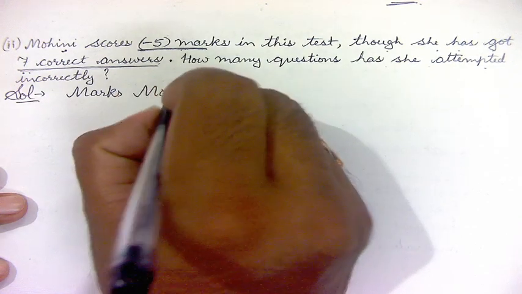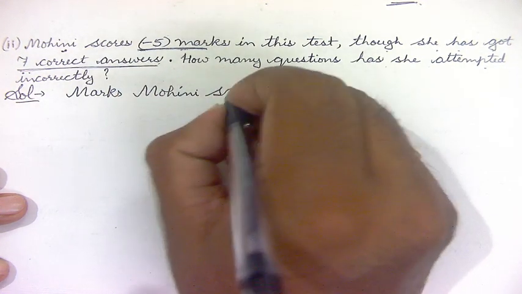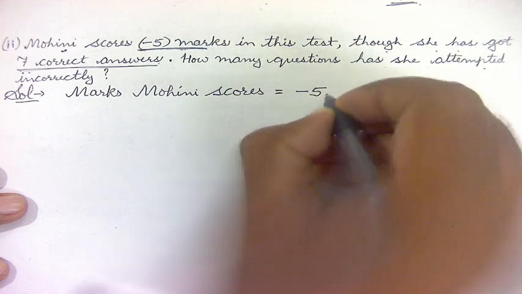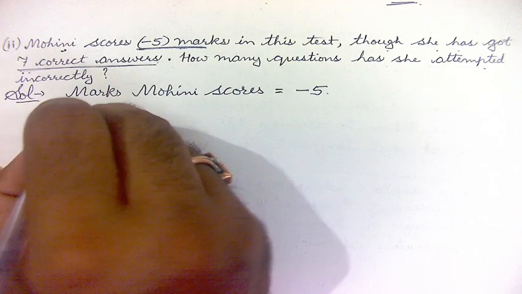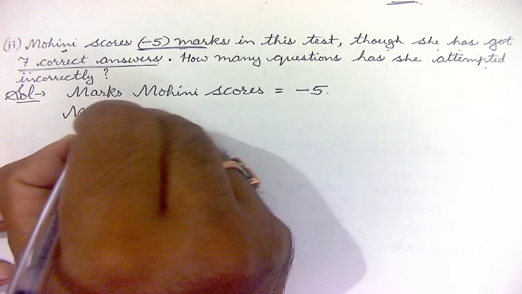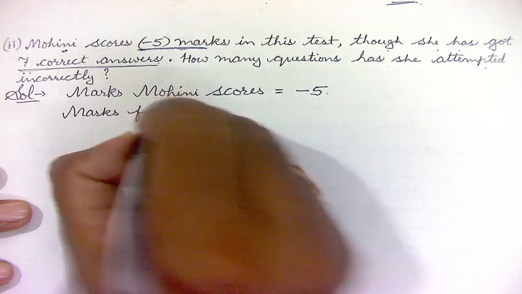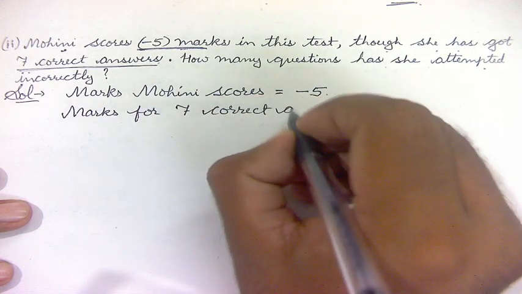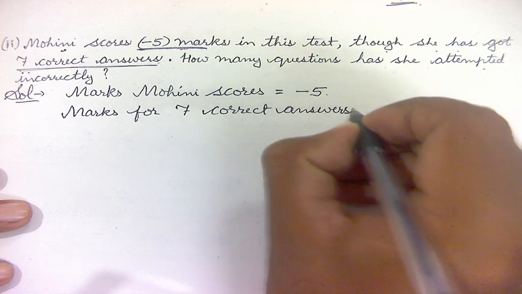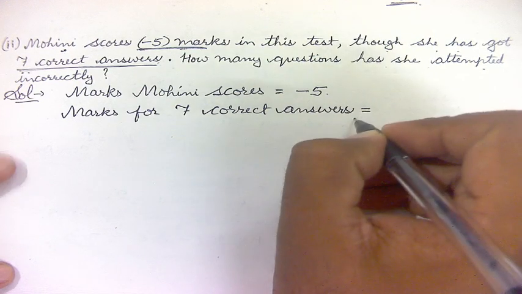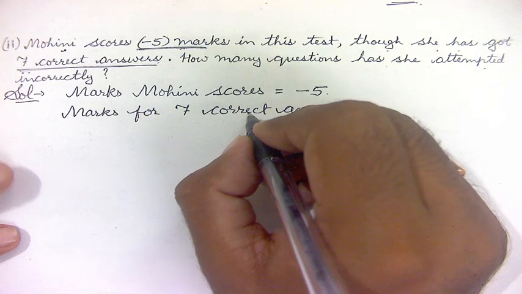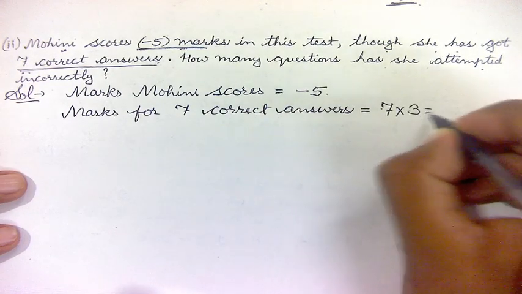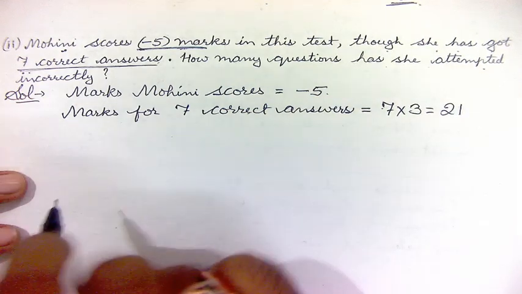Marks. Mohini scores -5 marks. Okay, and then marks for 7 correct answers. So if there are 7 correct answers, how many marks? Now for one correct answer, how many marks were there? +3. So 7 correct answers means 7 multiply 3, 21.